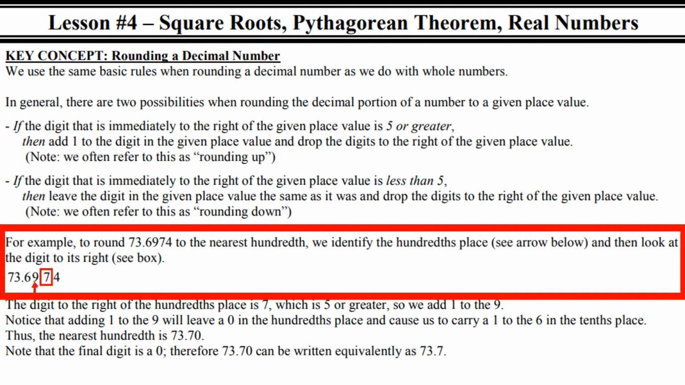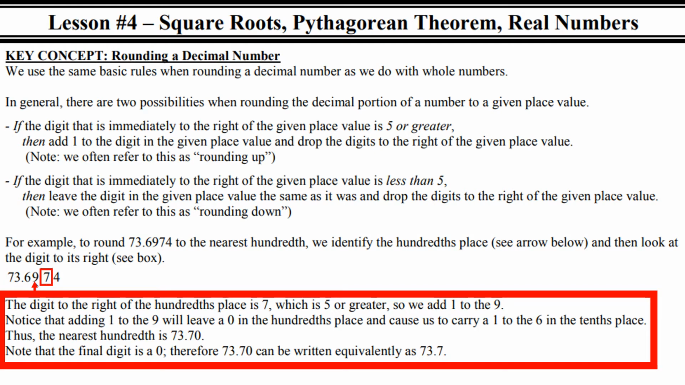First, we have to identify the hundredths place, which is where the arrow is pointing at the 9. It's 2 places to the right of the decimal point. And then we have to look 1 place to the right of that, which is the 7 shown in the box. Since 7 is 5 or greater, we're going to round up as described here.